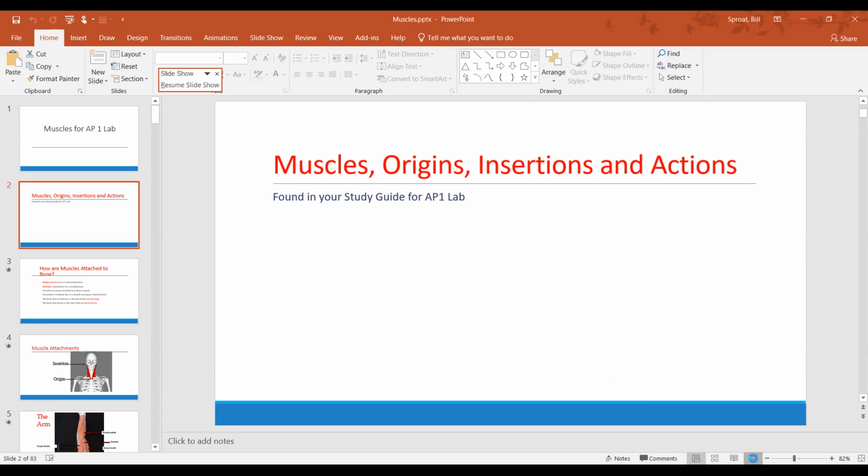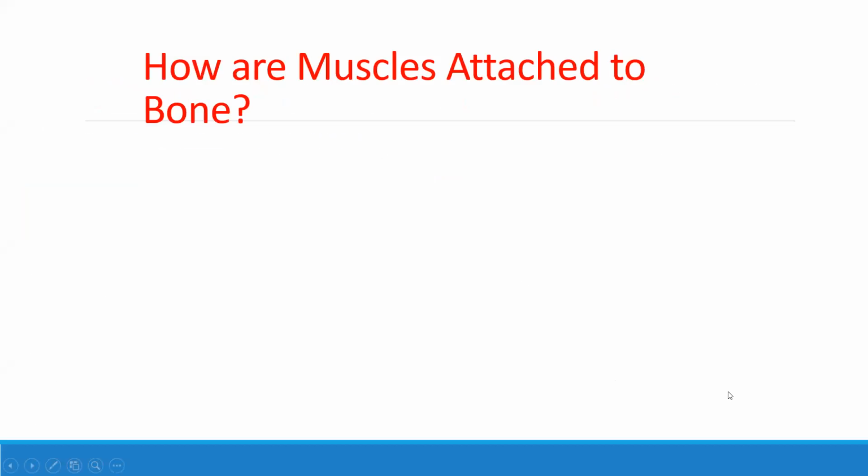Okay. So, how do we attach muscles to bone? We know that muscles attach to bone through tendons. Muscles don't pull on bones directly. Muscles pull on tendons, and tendons pull on bones. And we know that there is what we call an origin and an insertion.